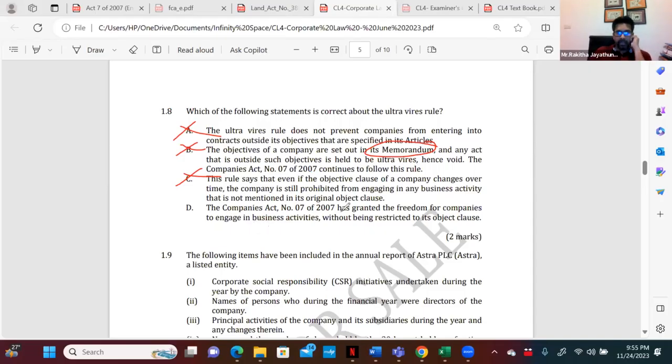The Companies Act number 7 of 2007 has granted the freedom, that's what I told you, flexibility to engage in business activities without being restricted to the objects clause. Absolutely right. So this is the correct answer.